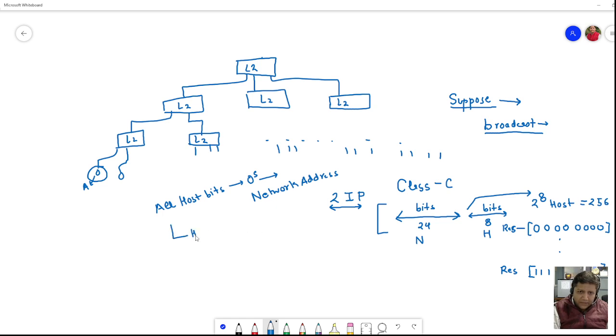If all host bits are 1, then for that network, this IP address where all the host bits are 1 is known as broadcast address. Means that if I want to broadcast in my network, one way is that you send different messages to all different machines, or you use a broadcast address, and once it reaches the L2 switch, it will be forwarded to all the nodes, and so on.